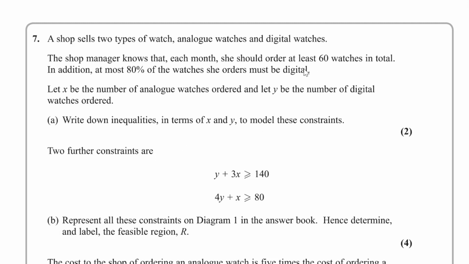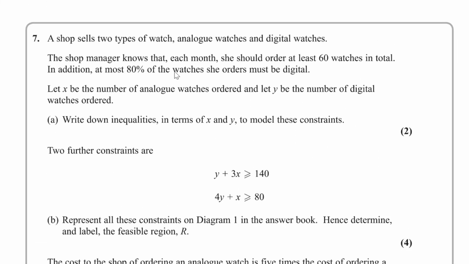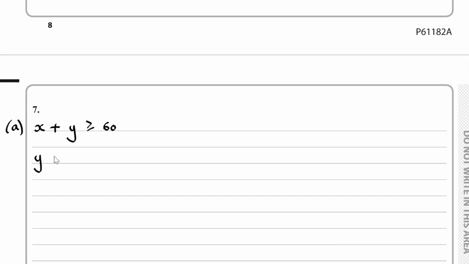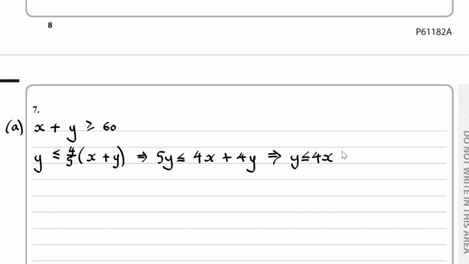Well, that's quite straightforward. For the first one, if we've got at least 60 watches in total, that suggests to us that X plus Y is greater than or equal to 60. And if we have 80% of the watches being digital, remember Y is digital, then Y is less than or equal to 4/5, which is 80%, of X plus Y. Which we can rewrite, if I expand out, as 5Y being less than or equal to 4X plus 4Y, from which we see Y is less than or equal to 4X. So that's part A done.